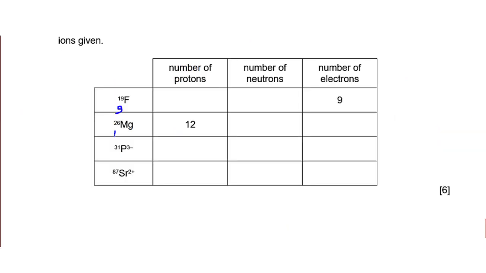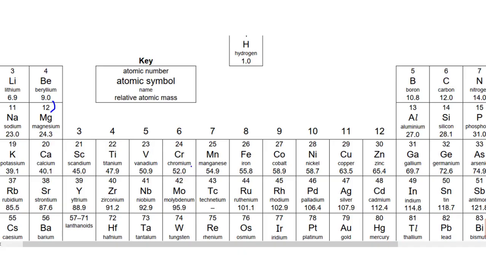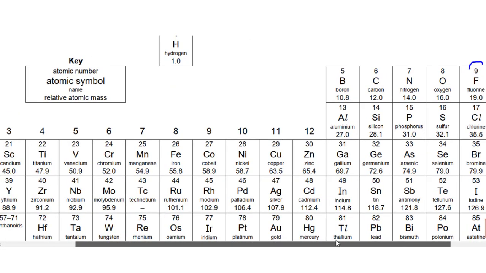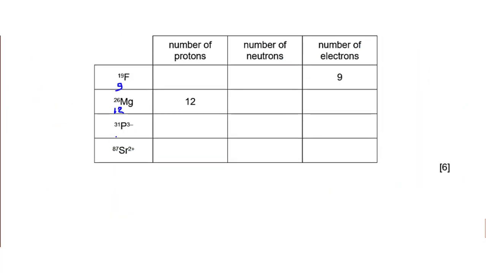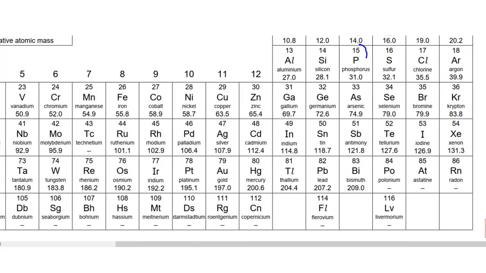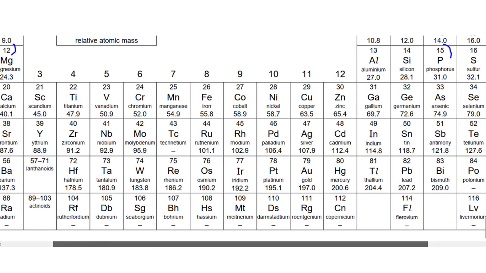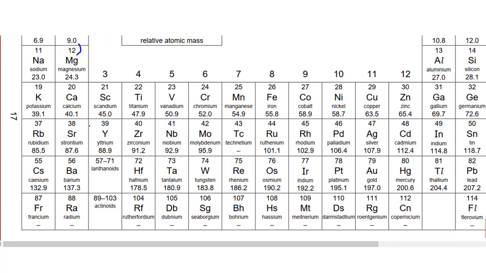And then for phosphorus, P, it's going to be 15. So it's in group 5. This is phosphorus, here this is 15. And finally, this is strontium. It's going to be 38, group 2 as well. So this is strontium. You will find it's 38.